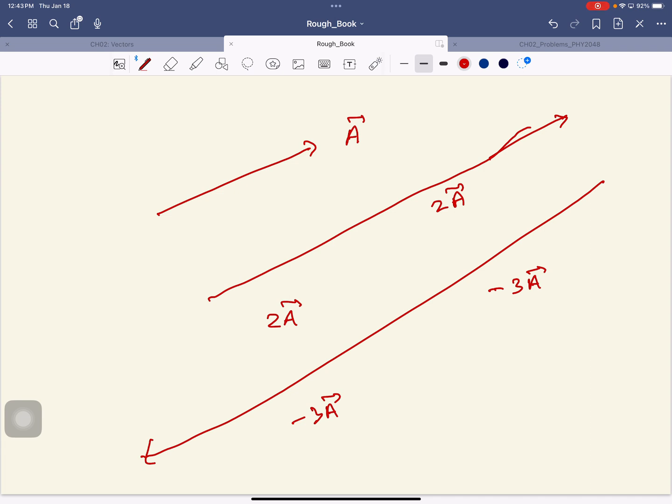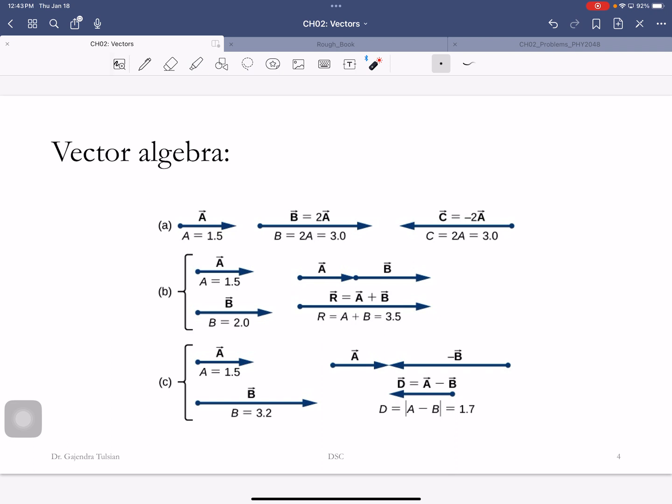Now, without realizing it, here's what you did. This was a vector. What was this guy? It's a scalar. So you multiplied a scalar with a vector, and you knew what that meant. So we'll remember that. Here's A. 2A is that. Minus 2A is that. You know all of that.